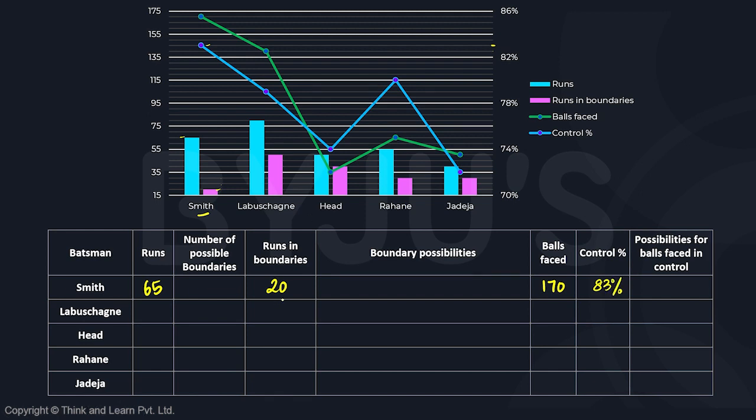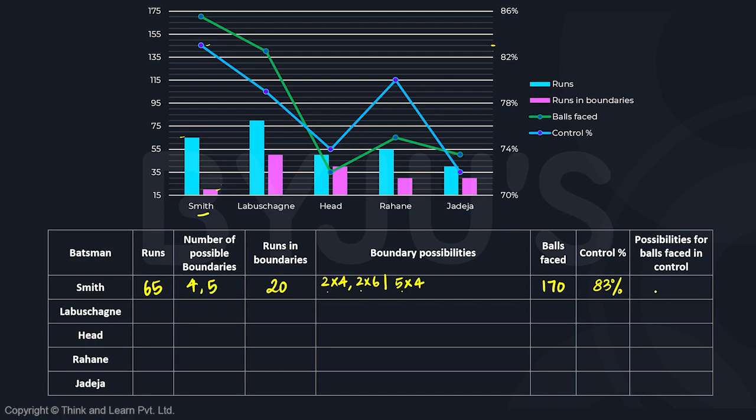Now, if 20 runs have come from the boundaries, we can have 2 fours and 2 sixes, or we can have 5 fours. These are the only two ways. So the number of possible boundaries we can have is either 2 plus 2, 4 boundaries, or straight away 5 boundaries.